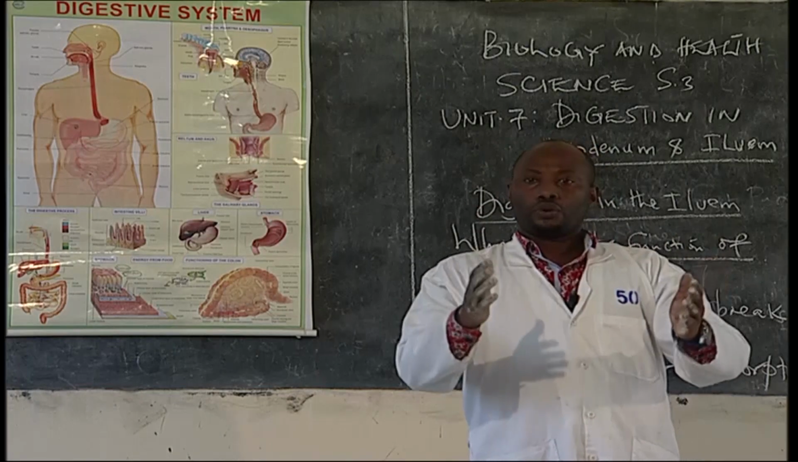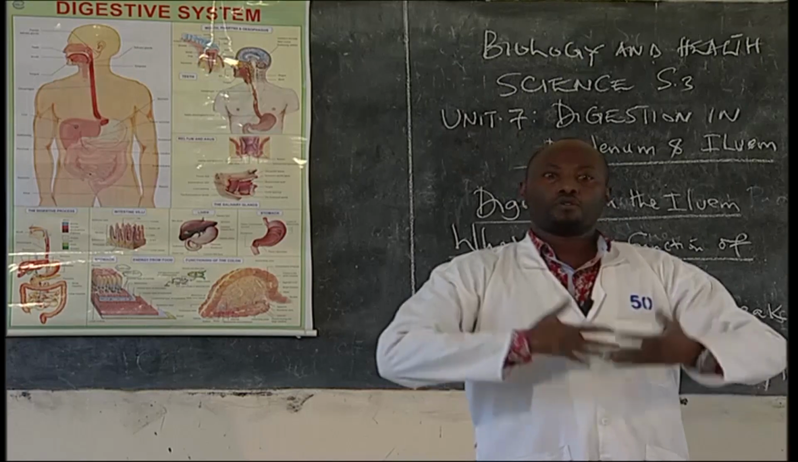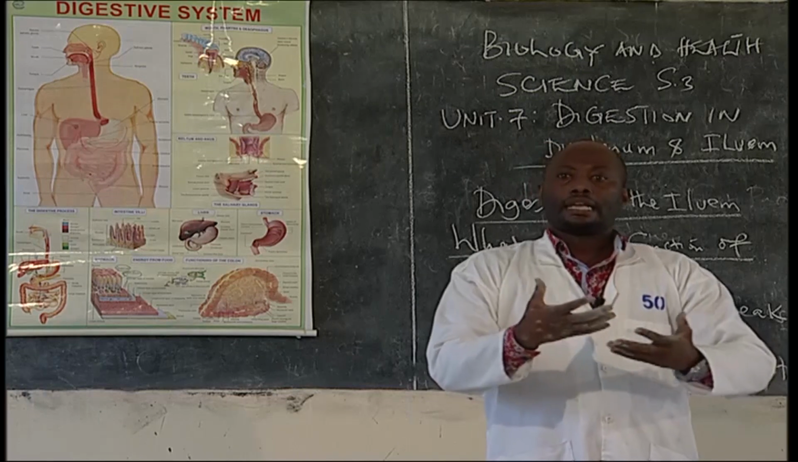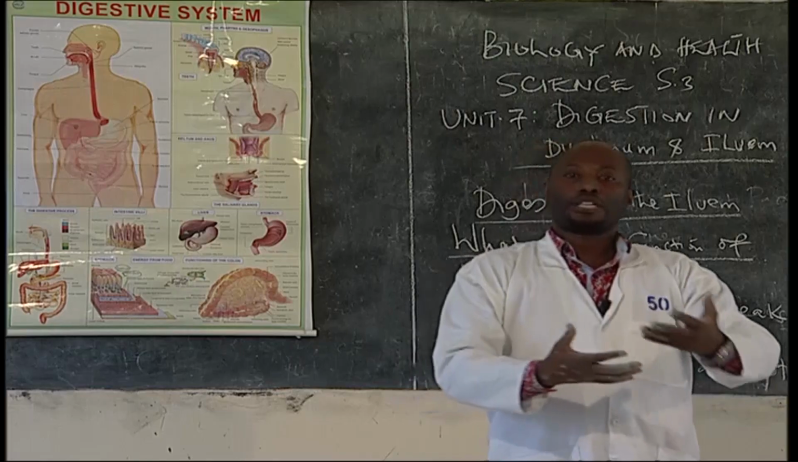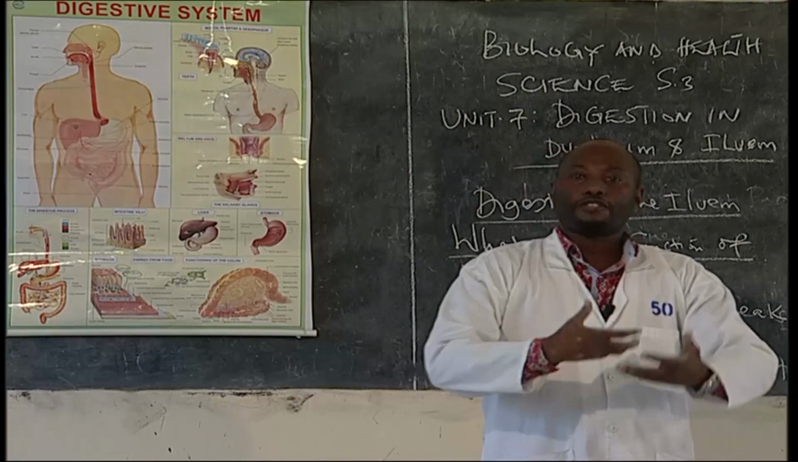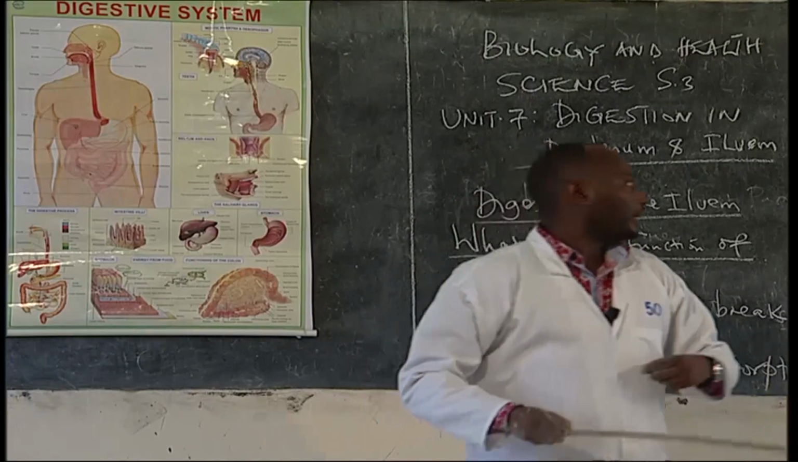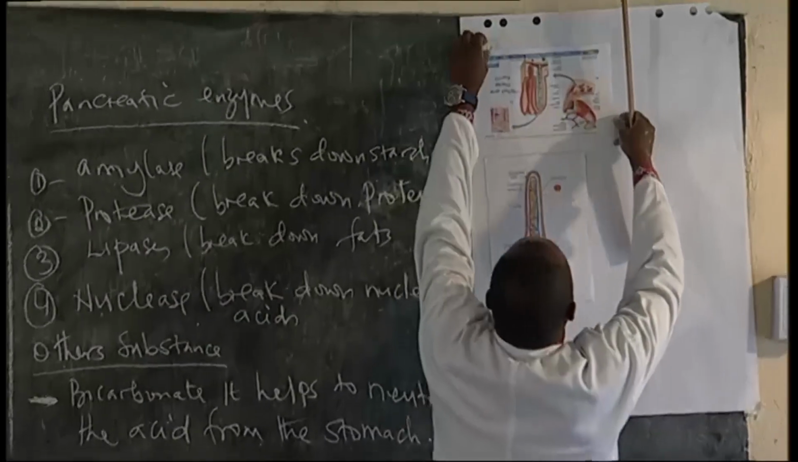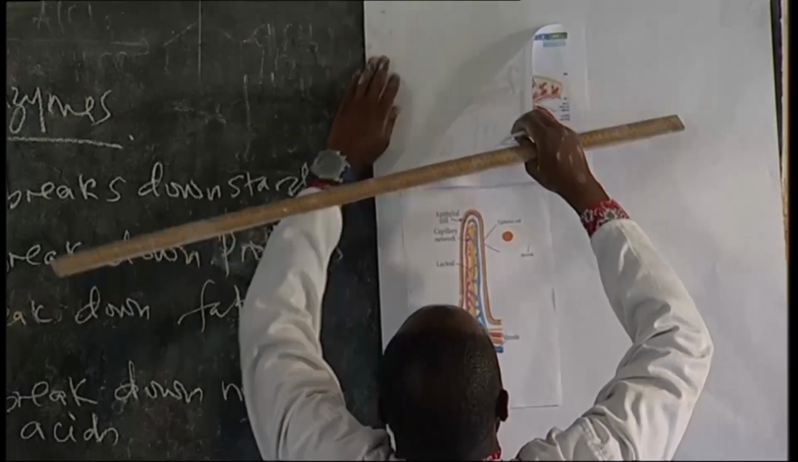Some of you bathe. After bathing, you use a towel to remove water from your body. So in the small intestine, there are structures called the villi. These villi are very important to absorb the digested food and carry it to the bloodstream, where it is going to carry out its function. I have a diagram here which is very clear, and you can understand it very clearly.